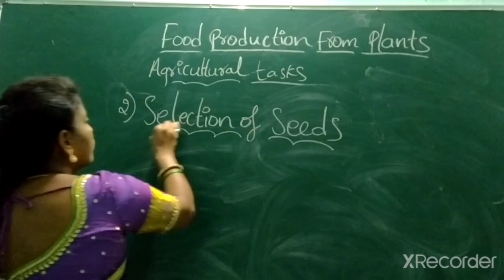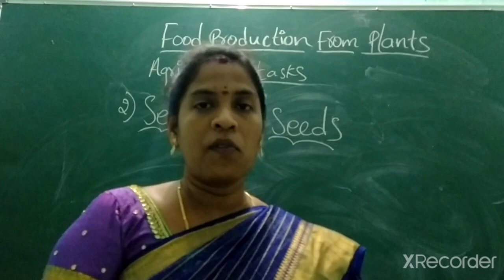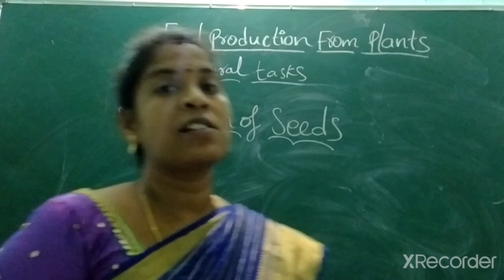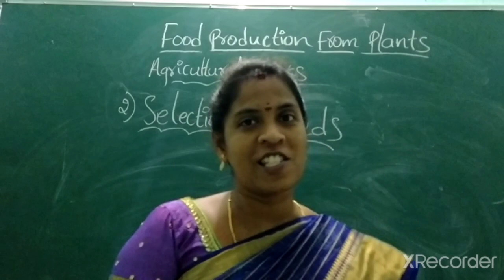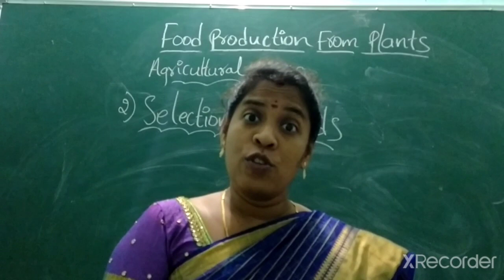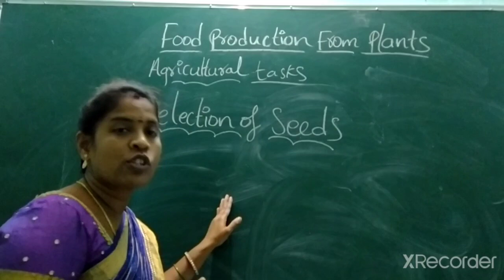What is selection of seeds? The second step is sowing, but first we have to select the seeds before sowing them. Why do we have to select the seeds? For example, some of the seeds are large in size, some are small in size, and some of the seeds are damaged, some are healthy. So to find out which seeds are healthy, they use a method called selection of seeds. After selection of seeds, they sow them in soil.